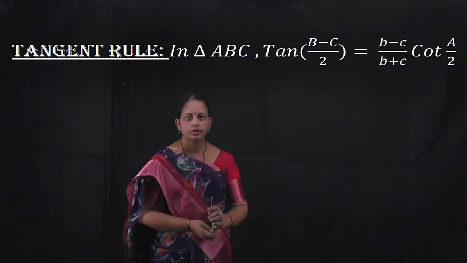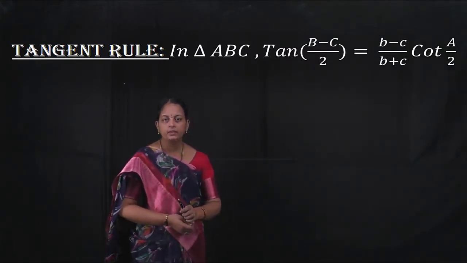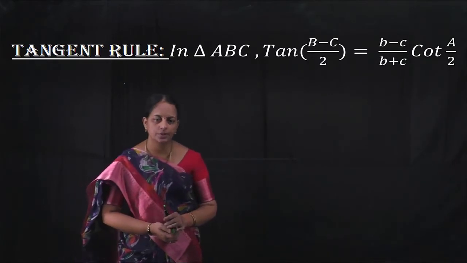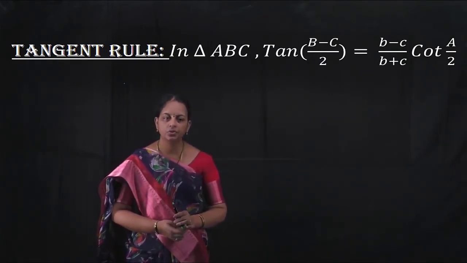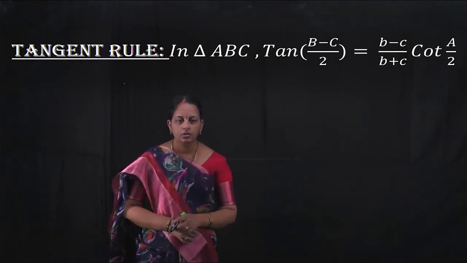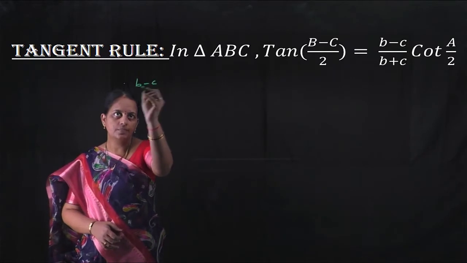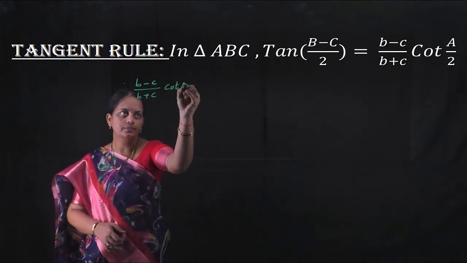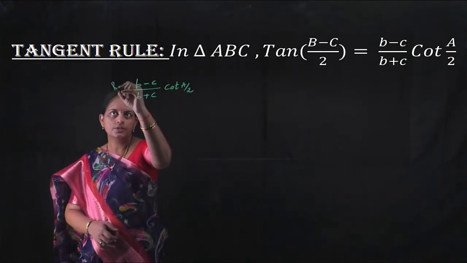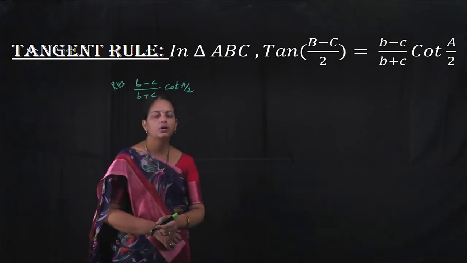Okay. The next theorem is the tangent rule. In triangle ABC, tan of (B minus C) by 2 is equal to (b minus c) by (b plus c) into cot A by 2. Consider the RHS part, (b minus c) by (b plus c) into cot A by 2.